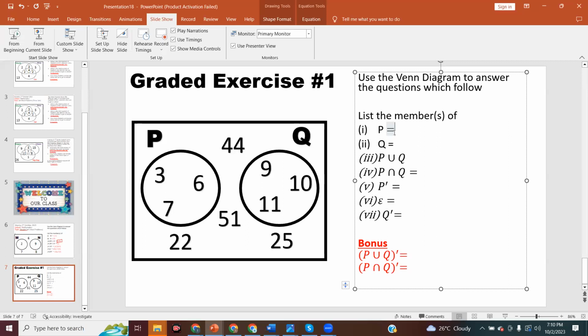Right, Renaya, go ahead. What do you have? Mr. P, it is 3, 6, and 7. Is that correct? She said 3, 6, and 7. Is that right? Yes, sir. But for the last one, I only had 1 number. So how come you all have 3 numbers for this? Because you have 3 numbers inside of it. Everything inside P. Very good. So it's 3, 6, and 7.